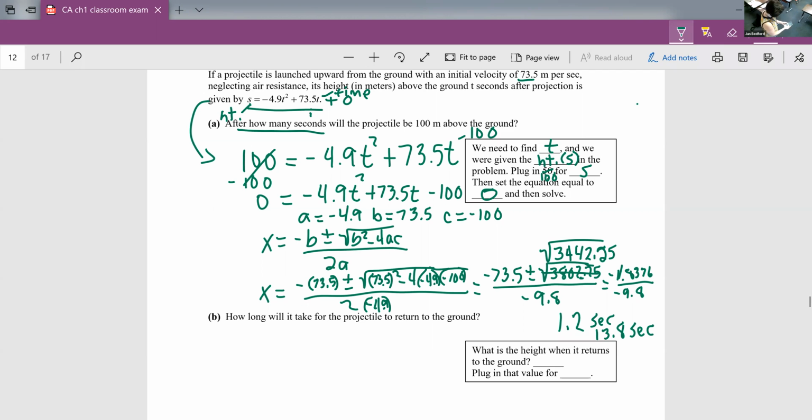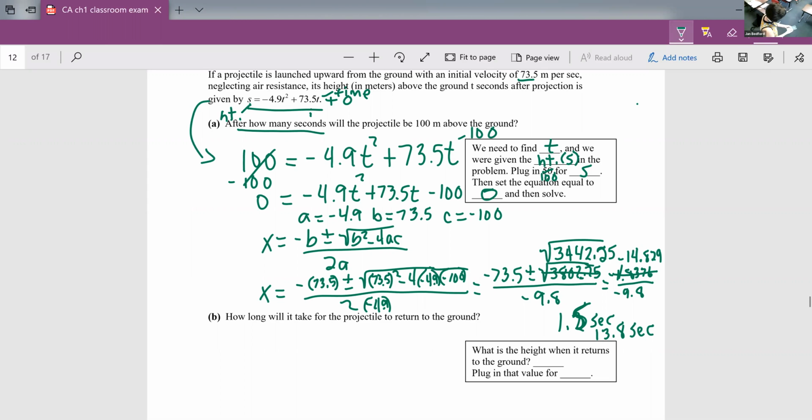Because now if I do a negative 73.5 and I add the square root of 3442.25, I'm not going to get negative 11.8376, but I'm going to get negative 14.829. And if that gets divided by a negative 9.8, I'm getting 1.5 seconds. Okay. So our concept is right. What I put in at first was not the right number, so these were off a little bit.